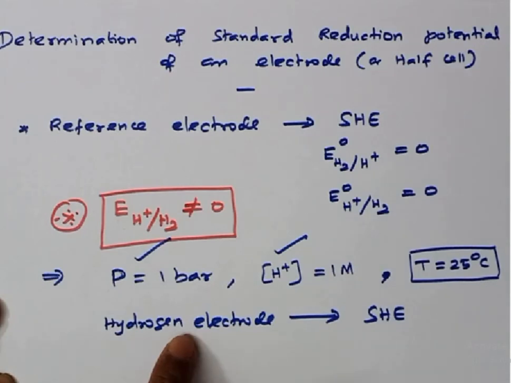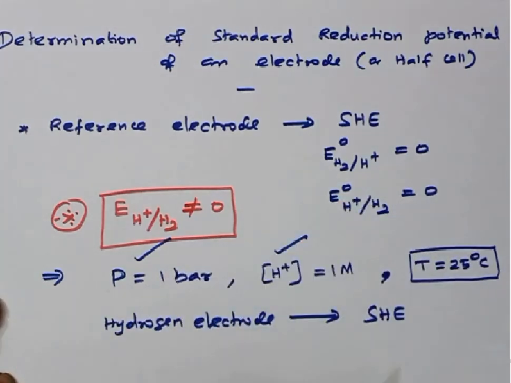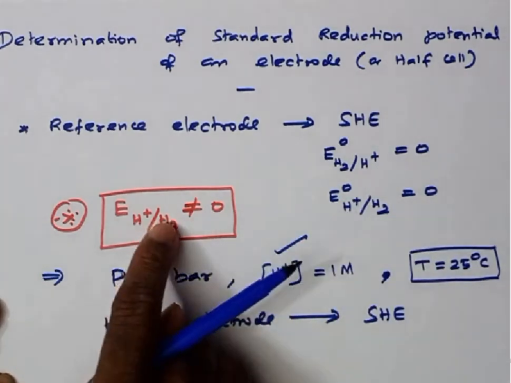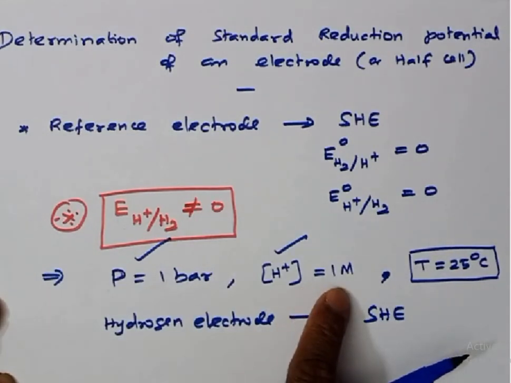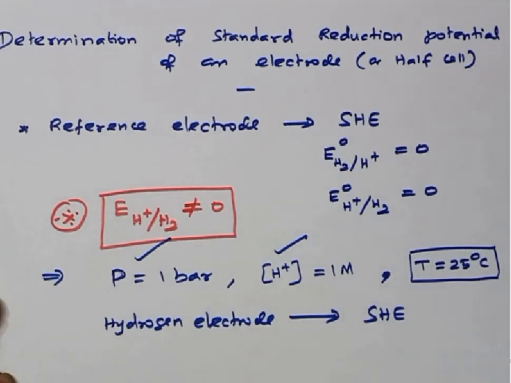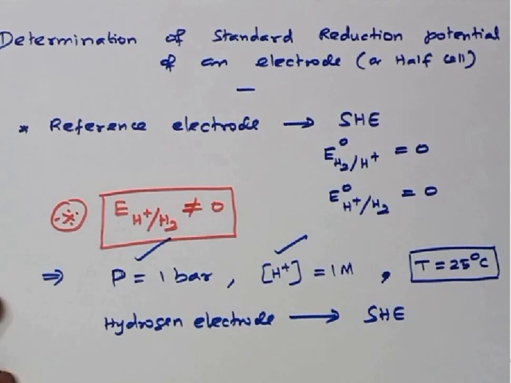If it is a simple hydrogen electrode, suppose the pressure is not 1 bar but instead 2 bar, then the hydrogen electrode potential is not 0. Suppose the H plus ion concentration is not 1 molarity but 1.5 molarity, then it is not a standard hydrogen electrode. Only for the standard hydrogen electrode are these potentials 0. Keep this in mind, very, very important.